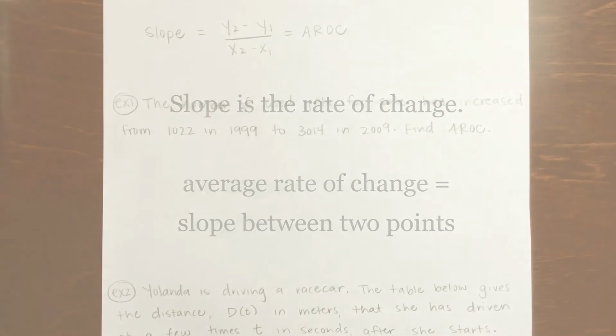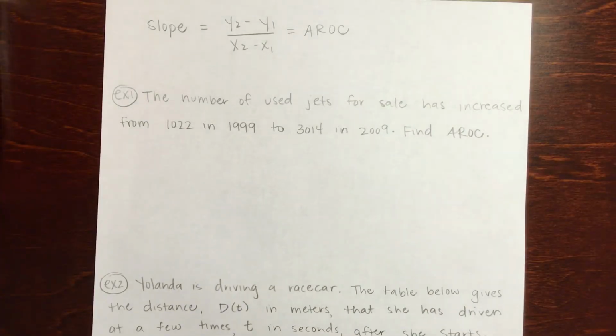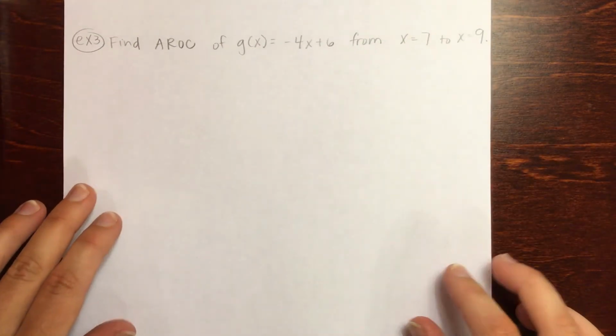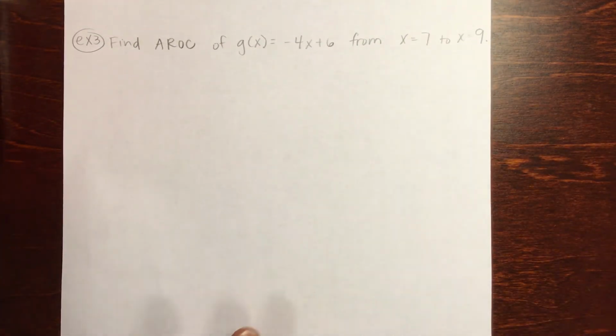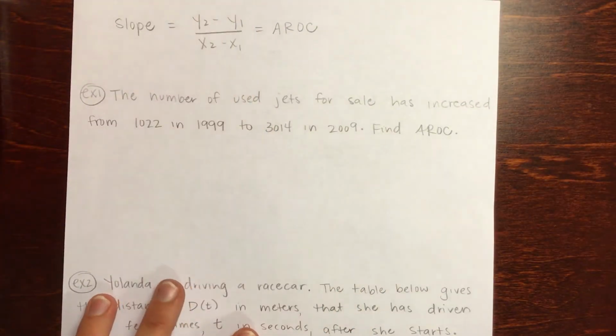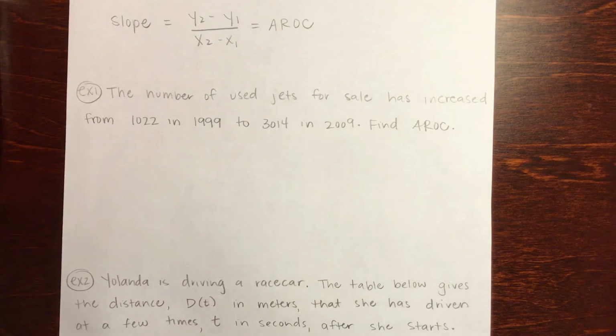between 2 points. We are going to be finding the average rate of change, and I have 3 different scenarios where you'll see this: in a word problem, in a table, or in an equation, and I just want you to find the average rate of change. All 3 of these ways you are going to be using the slope formula. You just have to pick out your numbers.